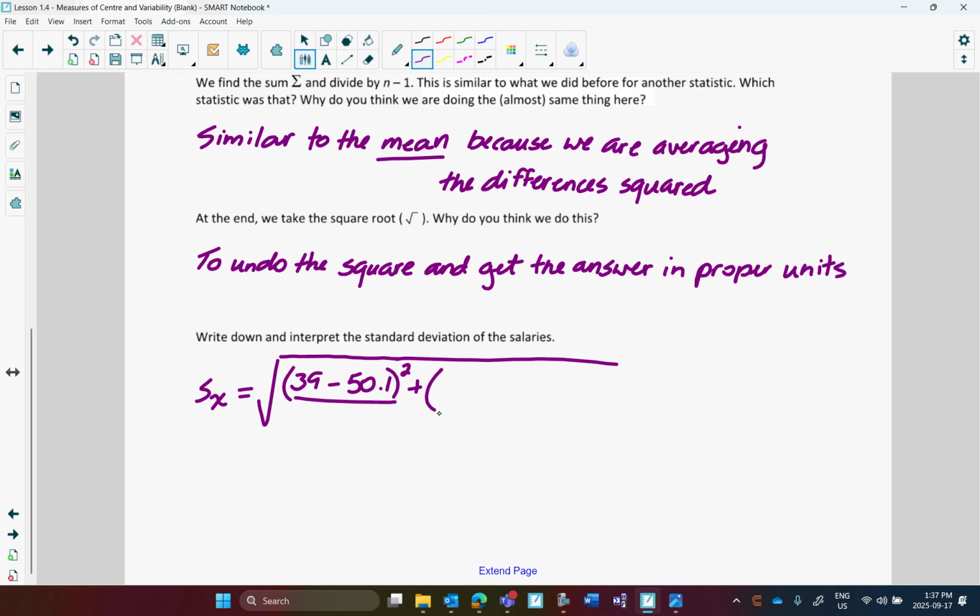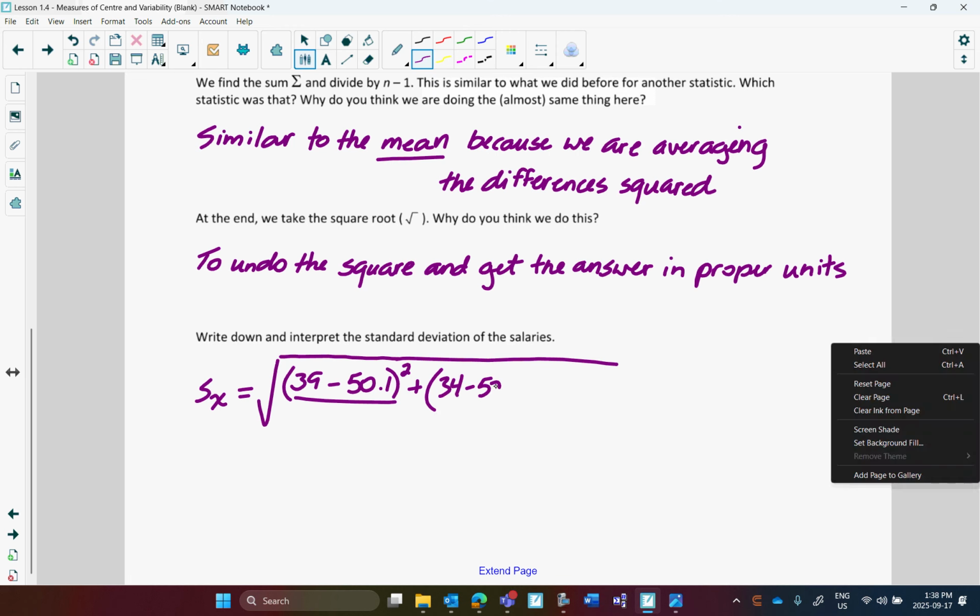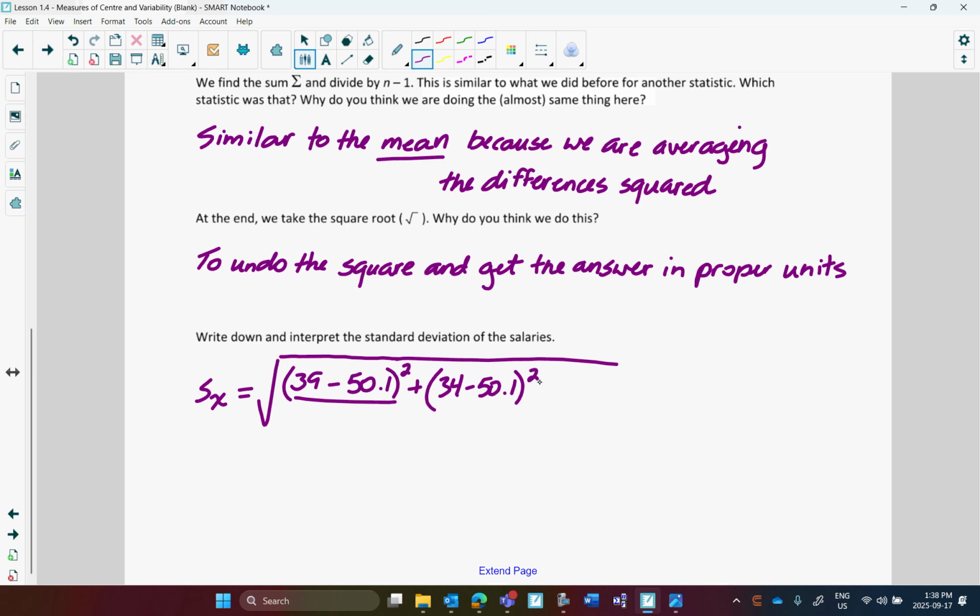Then we'd have to do the next data value, which in the original list was 34 minus 50.1 squared, and then keep that line going. Then we do the third one, the fourth, fifth, sixth, seventh, eighth, ninth, 10th, 11th, until we got to the last one, which was 67 minus 50.1 squared. And then we have to divide that entire sum by 12 minus 1. That's a lot of work.